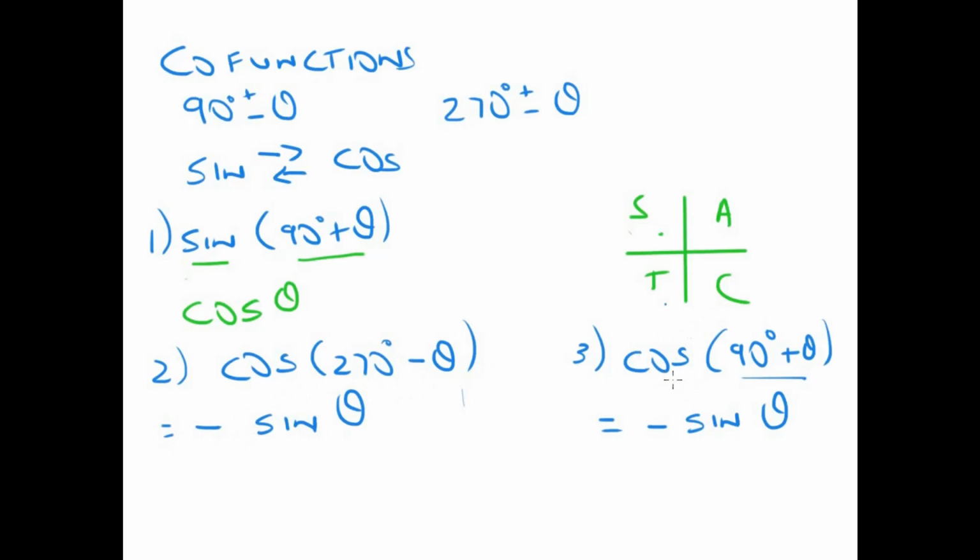Thirdly, let's look at cos of 90 plus theta. Now, 90 plus theta is in the second quadrant, and in the second quadrant, cos is negative. And we know that cos will become sine, so our answer will be negative sine theta.